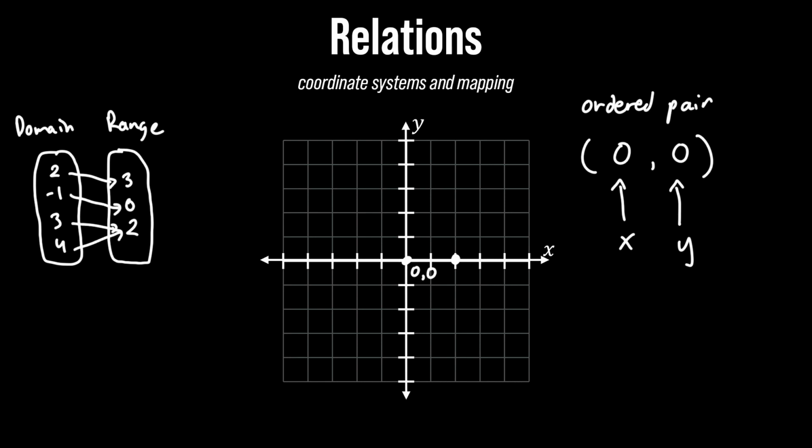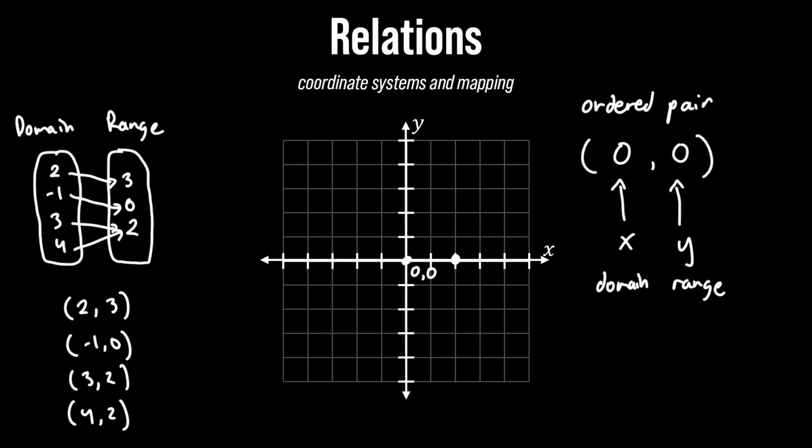In this case, the domain would be the x value, so this would be the domain, and the y would be the range. In fact, these are ordered pairs, and we can represent them as, for example, 2 is mapped to 3, so we would have 2, 3, -1 to 0, 3 to 2, and 4 to 2.